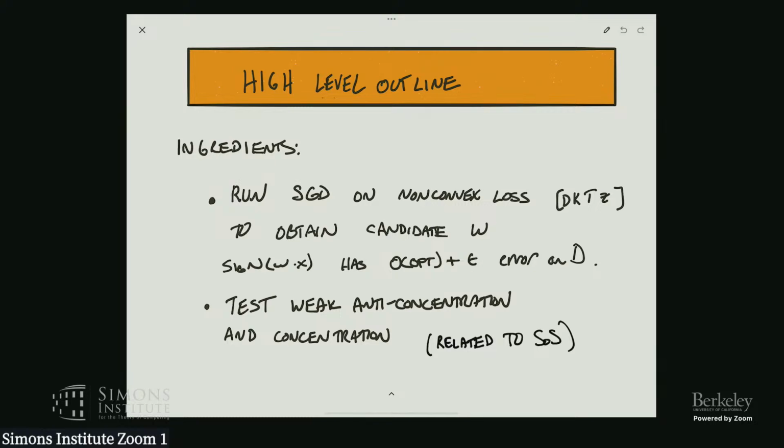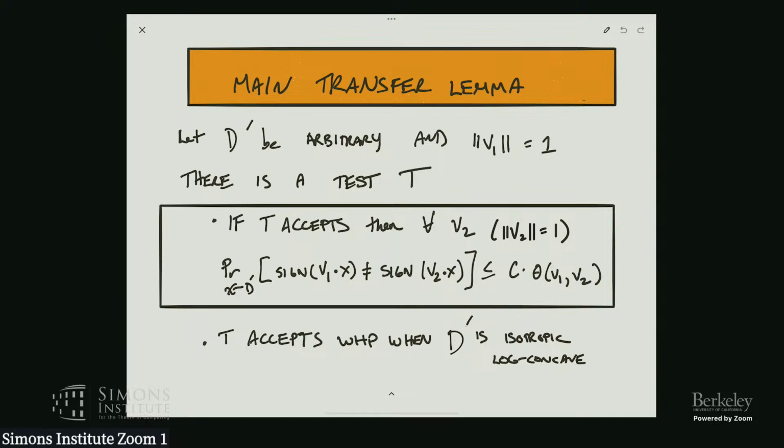And the ingredients are very interesting. I guess it's the most complicated half space learning algorithm you would ever run. You first have to apply this beautiful result of Diakonikolas, Kane, Zarifis, and others that runs SGD on a non-convex loss and obtains some candidate hypothesis for your classifier that is kind of close to the true classifier. And then we have to test weak anti-concentration and concentration properties of the distribution using a sum of squares relaxation.